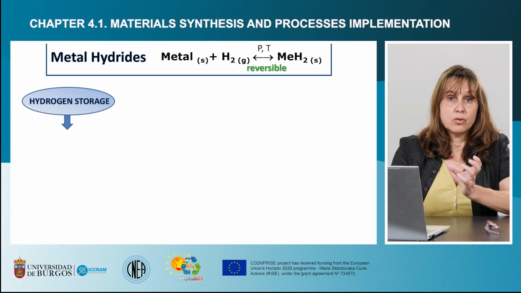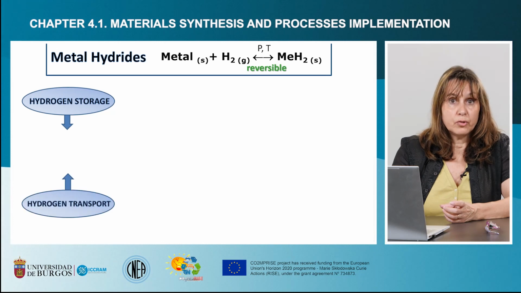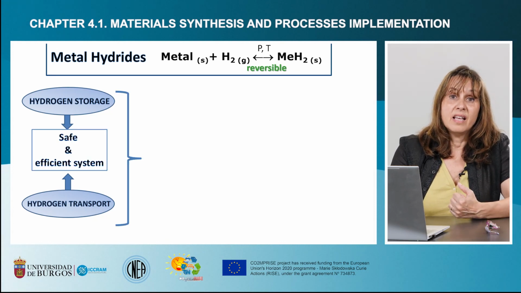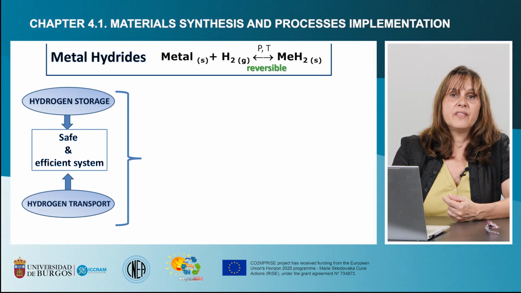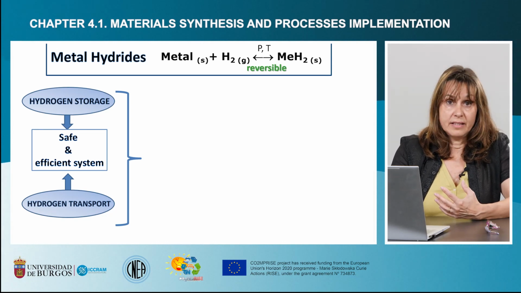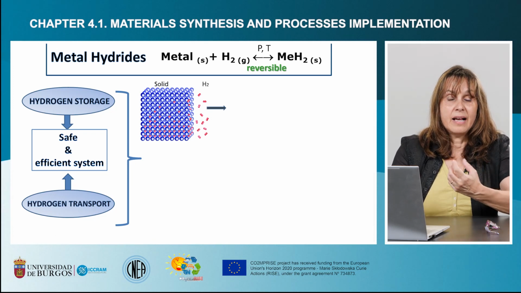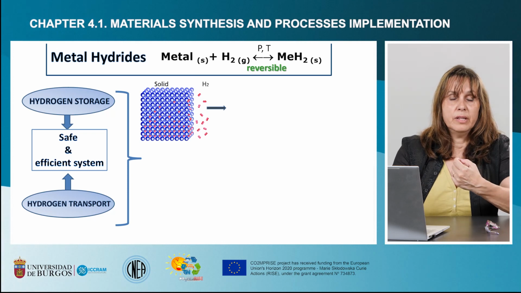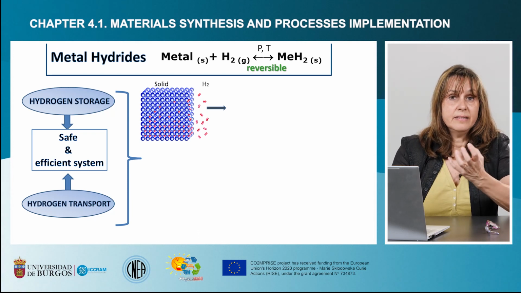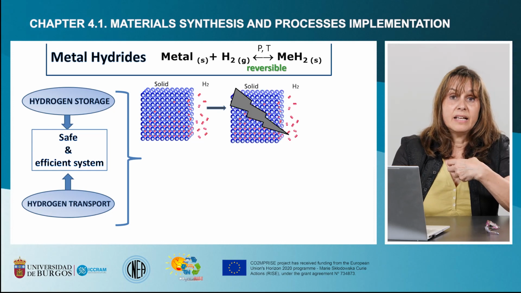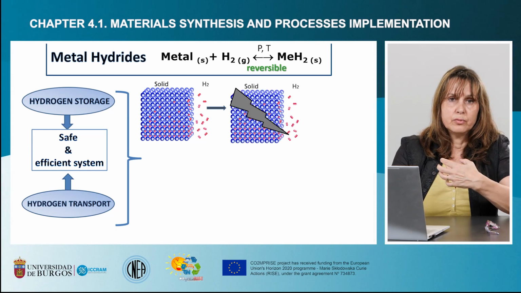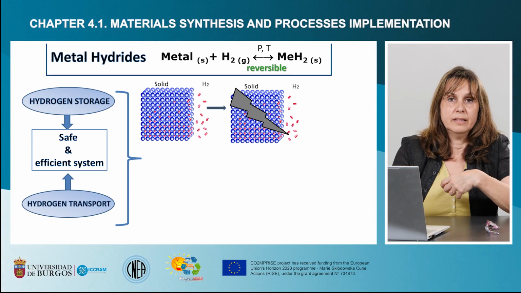Then this solid is now a storage medium to transport and to store the hydrogen, which has two important characteristics or properties. One is a safe system and the second is an efficient system. Why is it a safe system? Because the solid, in particular the metal, has hydrogen bonded to the solid, and if this material is inside a tank, in case of breakage, it's impossible to release the hydrogen suddenly.